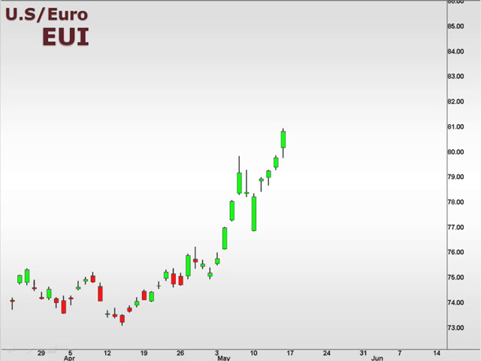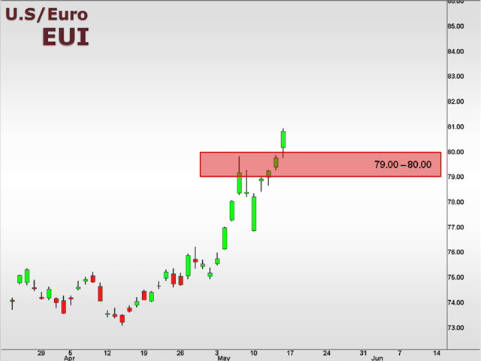Well, the US dollar continues strengthening against the euro. As we see here, the EUI closed last week with a break above the 79.80 resistance level, which will now assume a role as support. If the pair holds this level, an extended move higher is likely to test this 83.84 box.